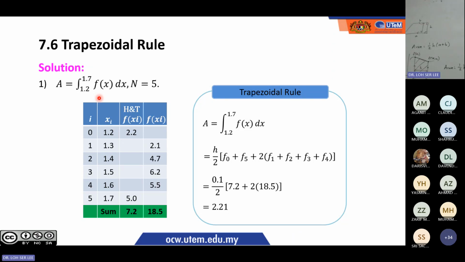Any questions for this number 1? For the trapezoidal rule, we need to break the f(x) into 2 columns. The first is just the head and tail, and the second f column will be the rest of the f. And this i stands for iteration. Iteration always starts from 0, then 1, 2, 3, up to 5.